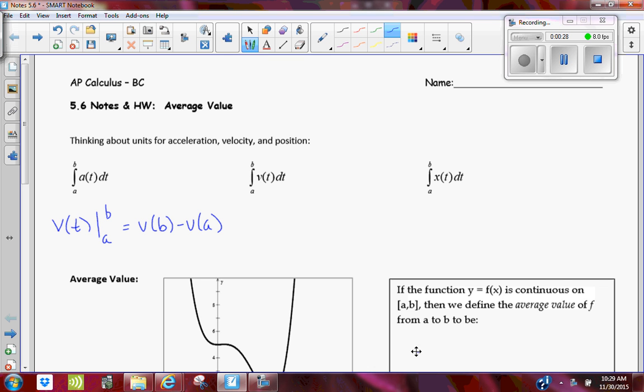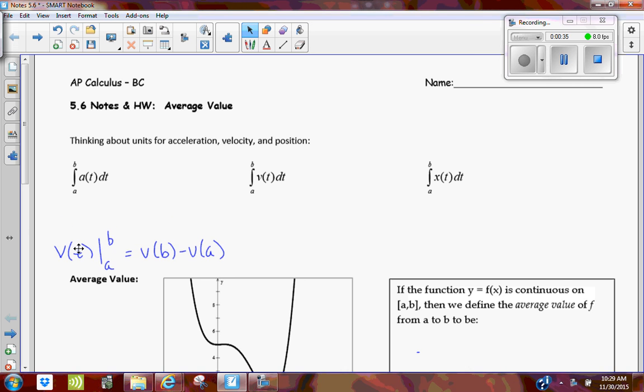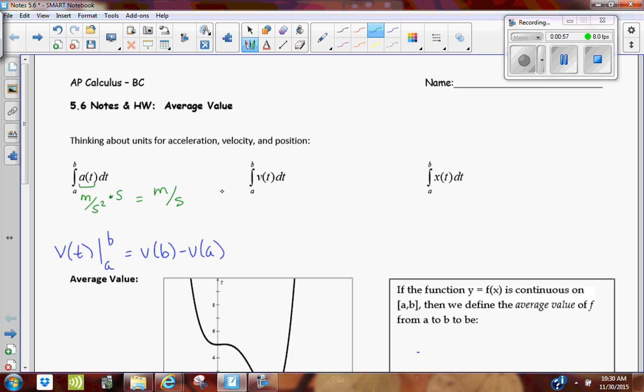Let's just say our units, we're using meters and seconds. Okay. So acceleration would be like meters per second squared. Now dt is change in t, time. And so time is in what units? Seconds. So meters over second squared times seconds is meters per second. And that's why your velocity is in meters per second.